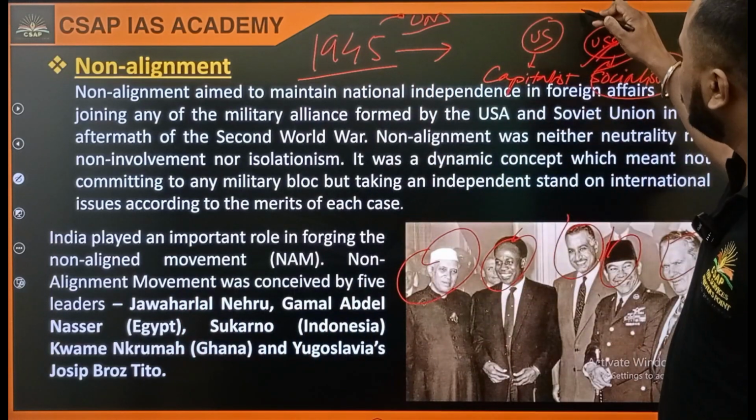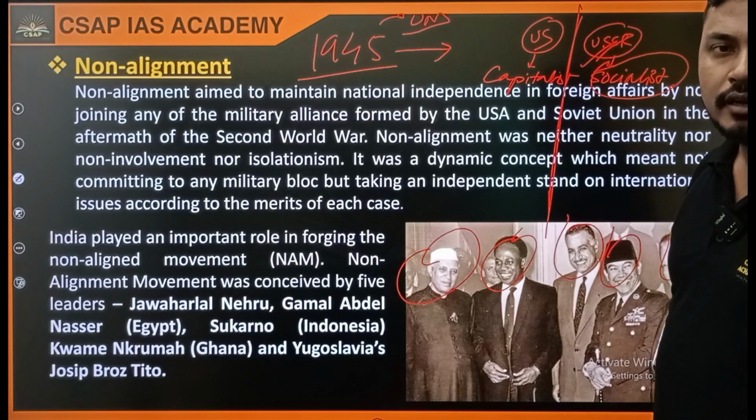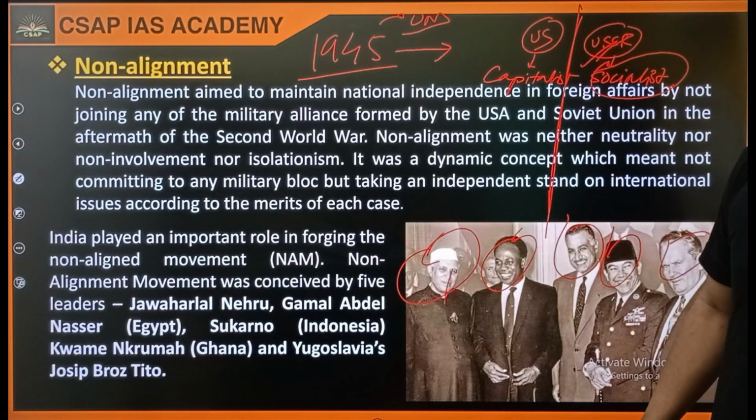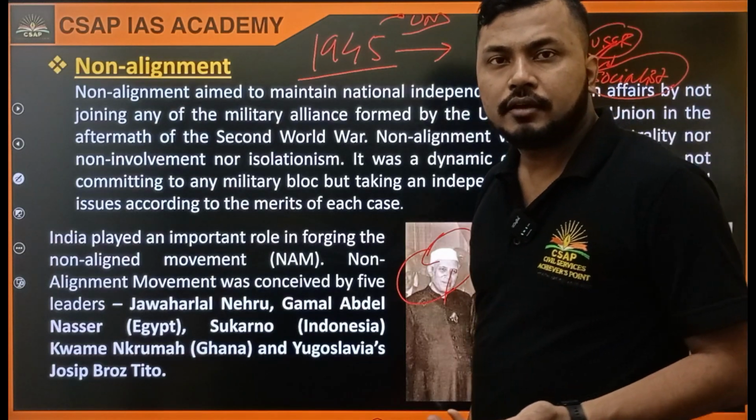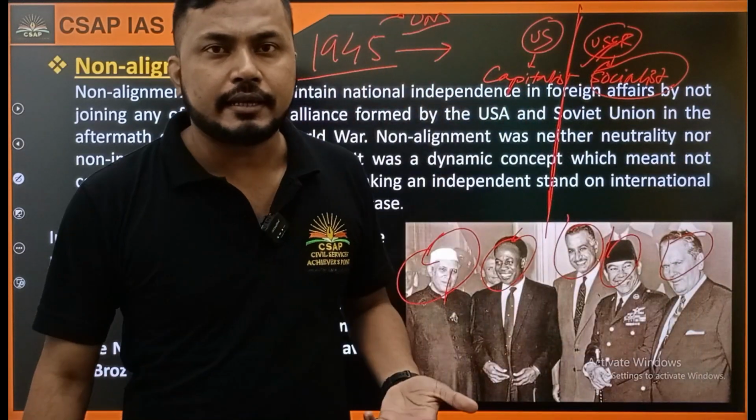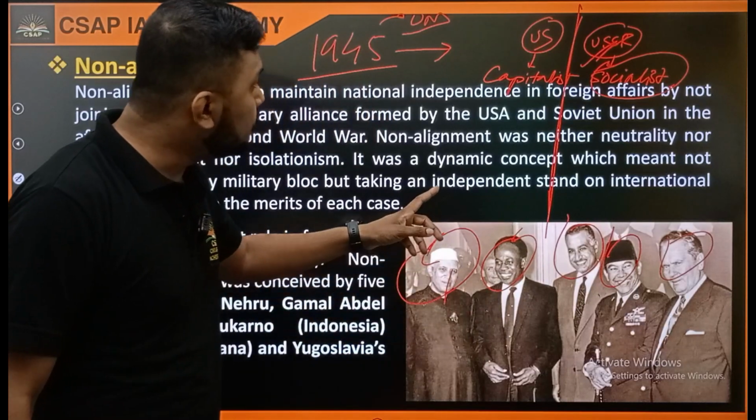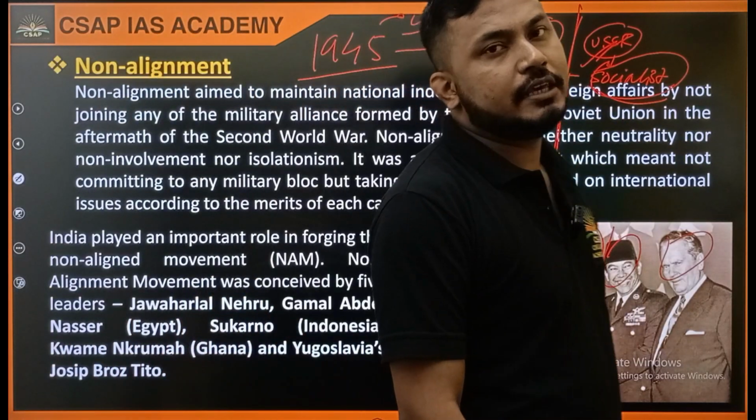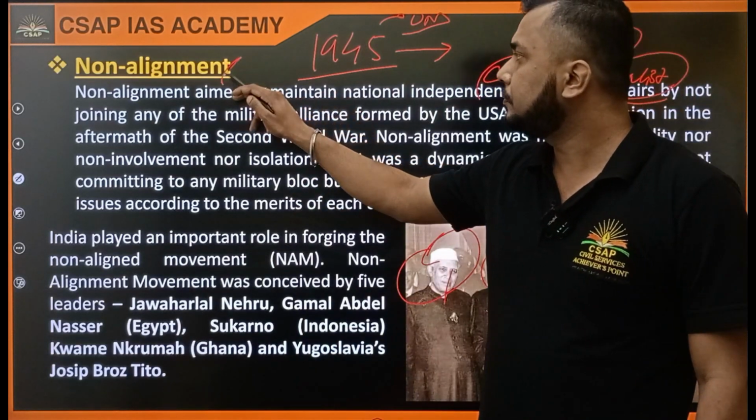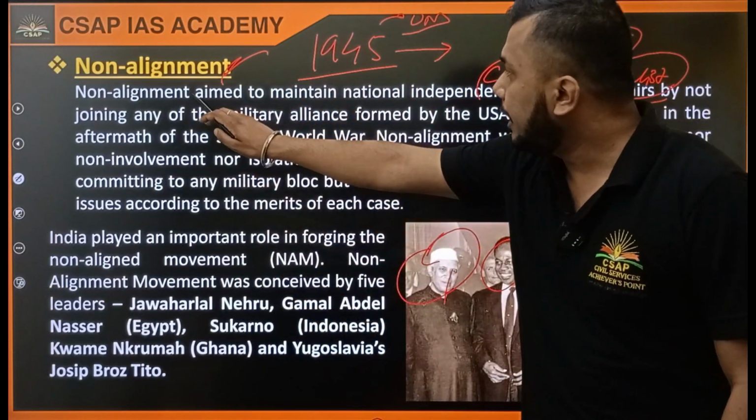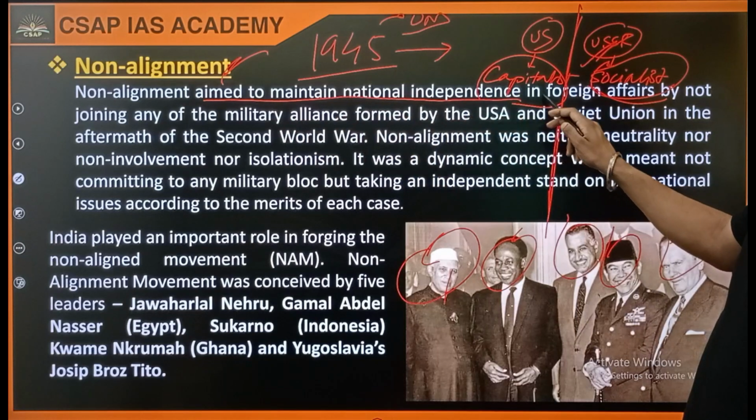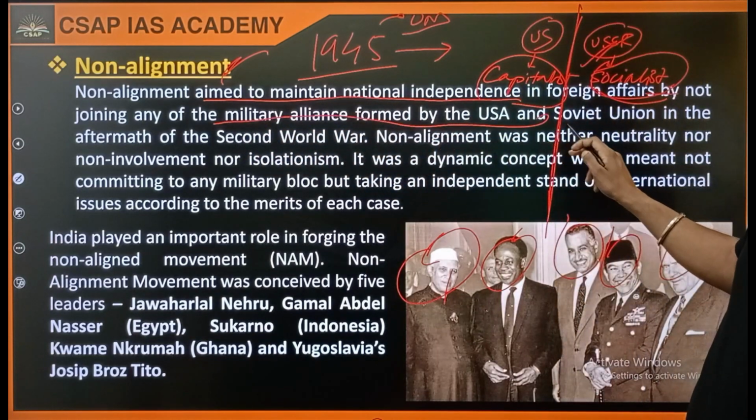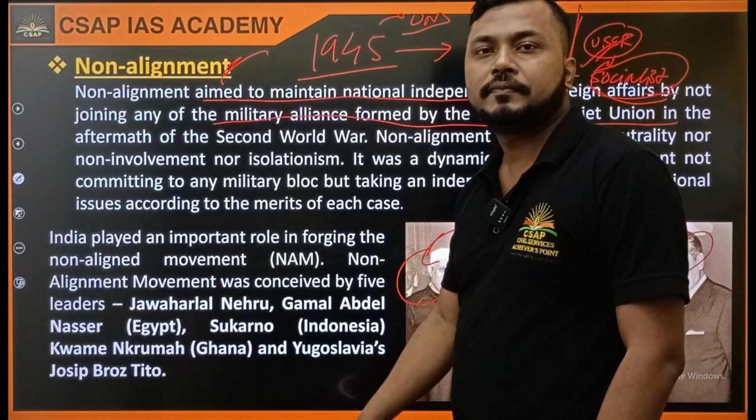So because of that the whole world was divided between two. And these new countries, like India, Indonesia, Ghana, what did they want? They wanted to not go to any side, neither to the capitalist nor to the socialist. We will remain non-aligned. That means it aimed to maintain national independence in foreign affairs by not joining any of the military alliances formed by the USA and the Soviet Union. Understood?